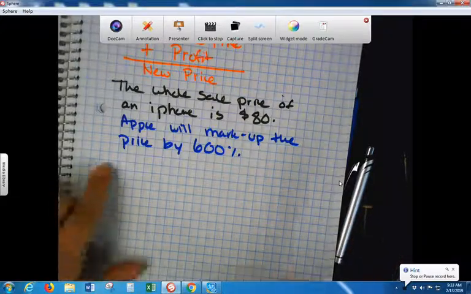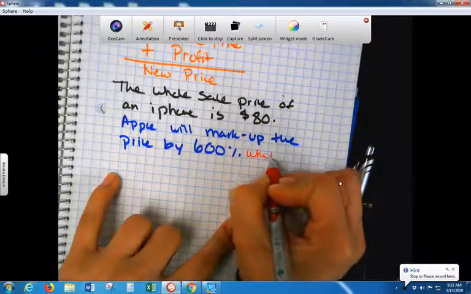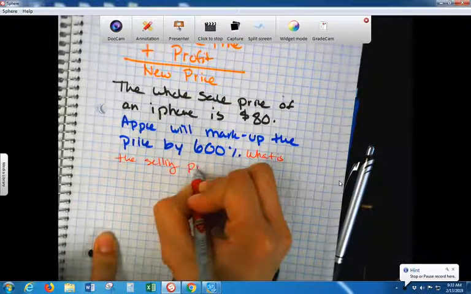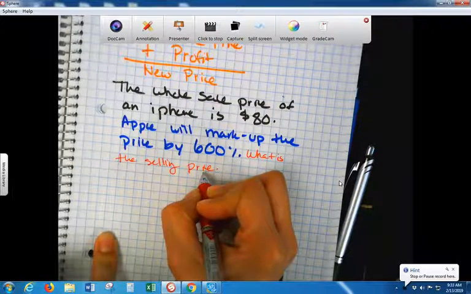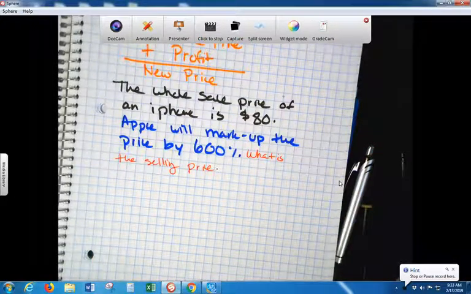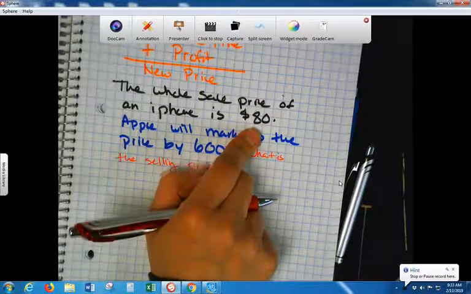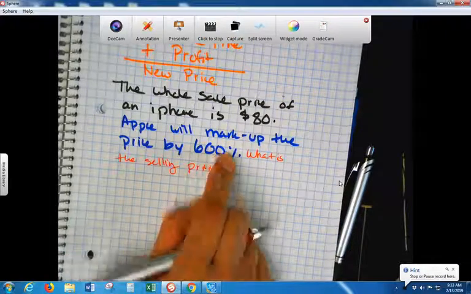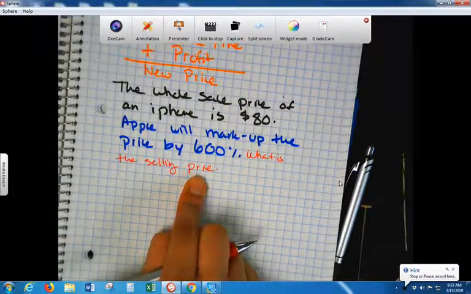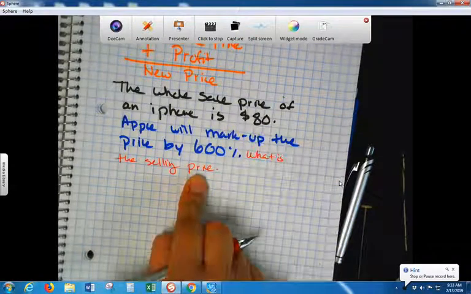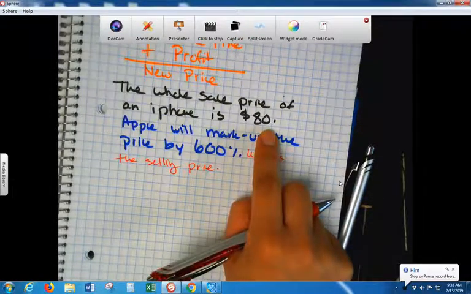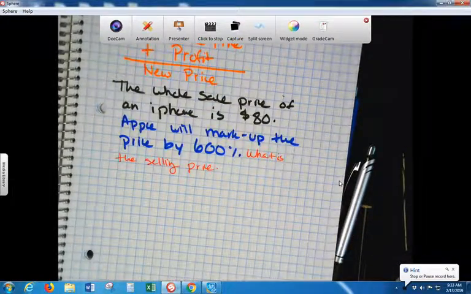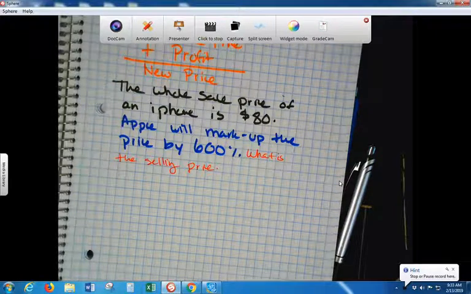What is the selling price? The price to make it is $80. This is to make it. They're going to increase the price by 600%. So the selling price is what the customer's going to see. Are we ever going to see $80? No, we don't even have an idea. So can you imagine how much it actually costs? Okay.